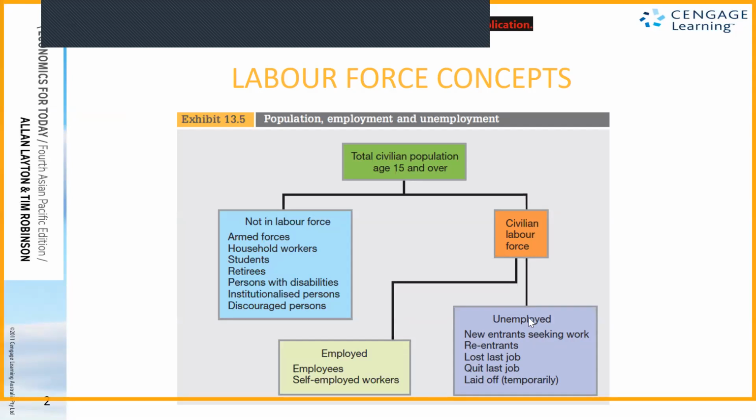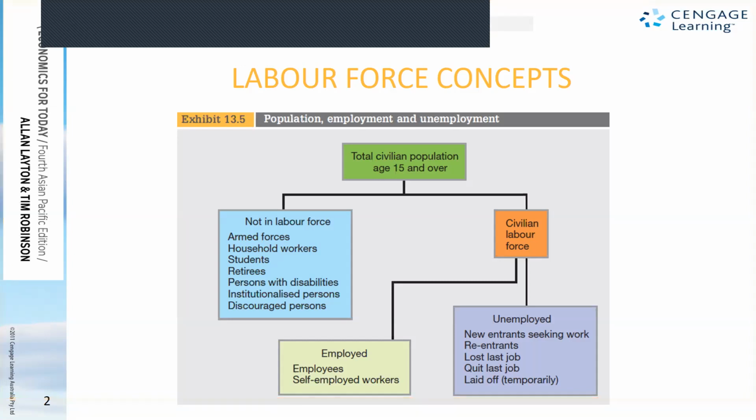So you can see the category of unemployed is the one who are new entrants seeking work, or re-entrants, lost last job, or any of those people who have been laid off temporarily. And the ones who are employed are the ones who are willing and able to work and are, in other words, as per the classification, employed at least for an hour in the week of survey.